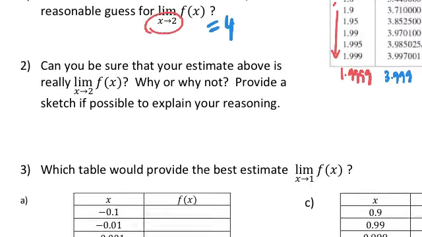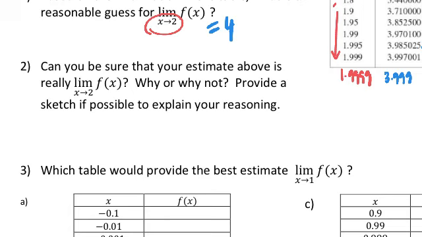Okay, can you be sure that your estimate above is really the limit? Why or why not? Provide a sketch if possible to explain your reasoning. So here the answer is actually going to be no. We can never be sure from a table. A table is always an estimate, right?